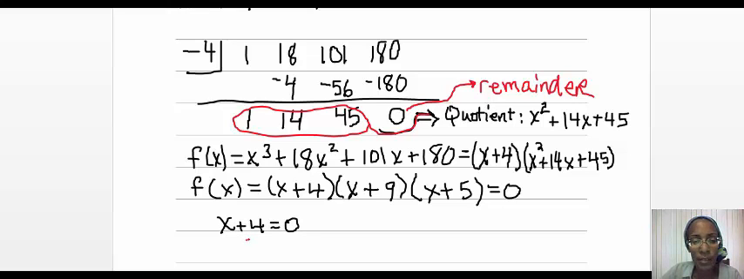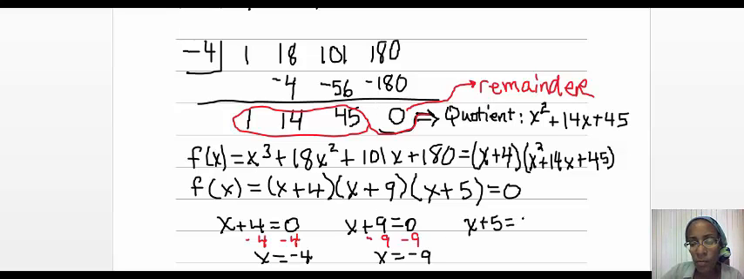When I set f of x equal to 0, I'm finding the zeros of the function. So if x plus 4 is 0, x is negative 4. If x plus 9 is 0, x is negative 9. If x plus 5 is 0, x is negative 5. These are the zeros of my function.